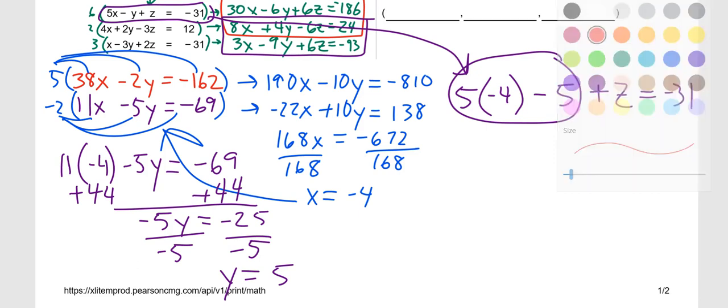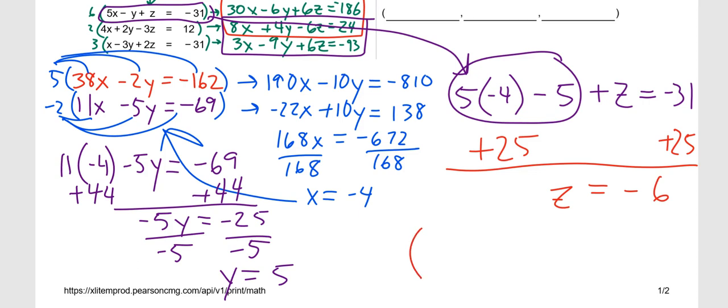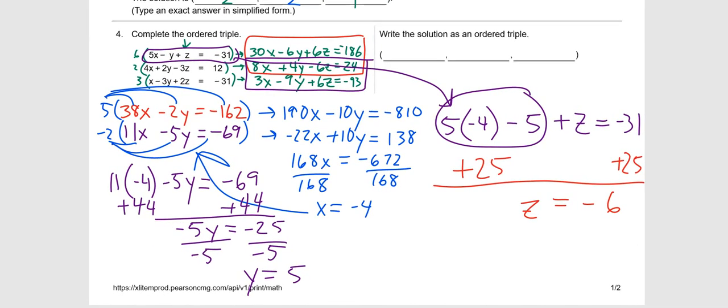If we want to move it to the other side, we have to add 25 to both sides, giving me z equals what? Is there a question on that? Z equals what? That's a really weird looking Z. Negative 6. So what's the answer to my question? Negative 4, good. Negative 4, 5, negative 6, good.